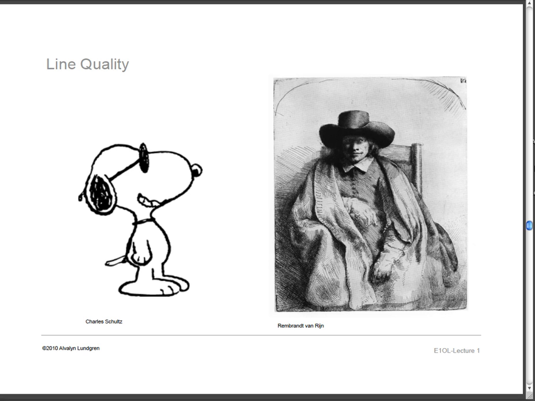Snoopy uses line and the printmaker uses line. And Snoopy uses line differently. He is totally outlined. And the quality of the line is pretty much continuous. It does not change a whole lot.